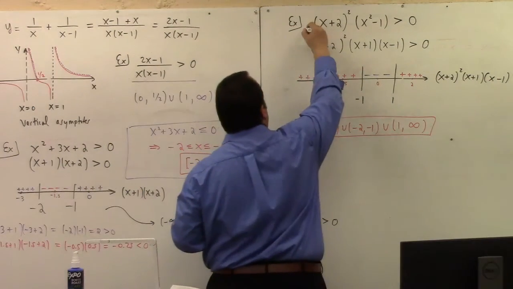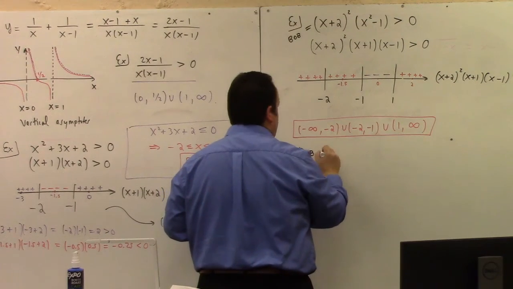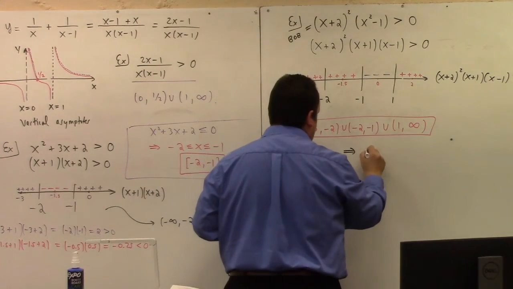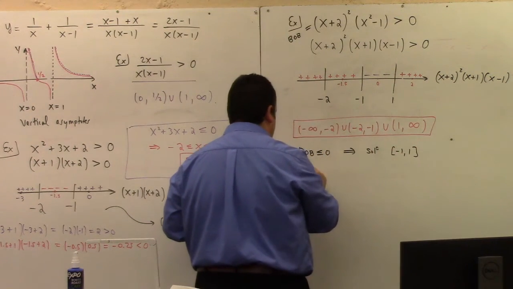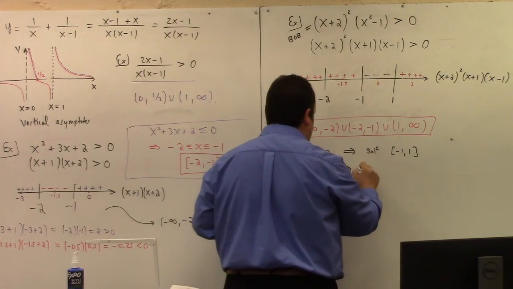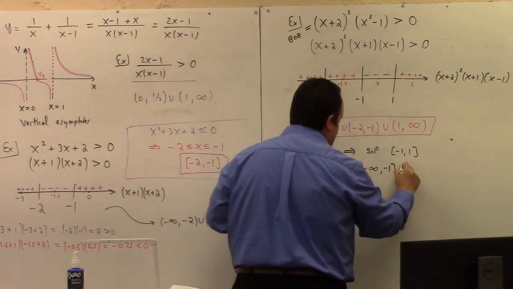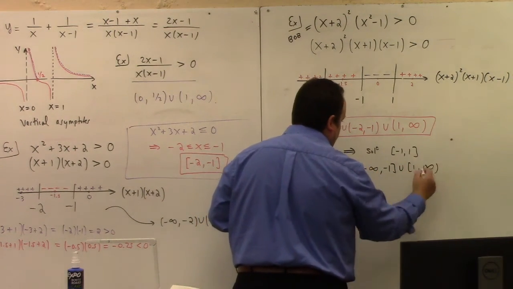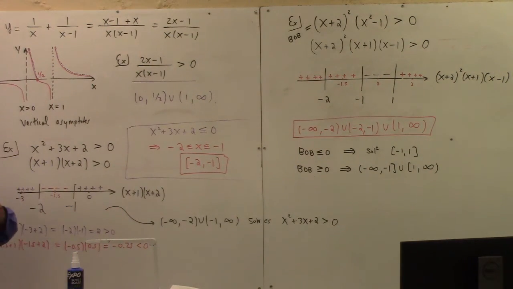Let me call this thing Bob. So Bob less than or equal to 0 implies solution minus 1 to 1. If we looked at Bob greater than or equal to 0, then the solution would be minus infinity to minus 1 included, unioned with 1 to infinity. So like that minus 2 gets lumped into the solution, and it joins those two intervals into 1 in that case.